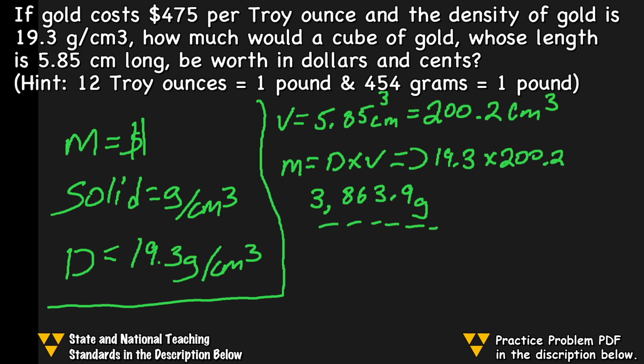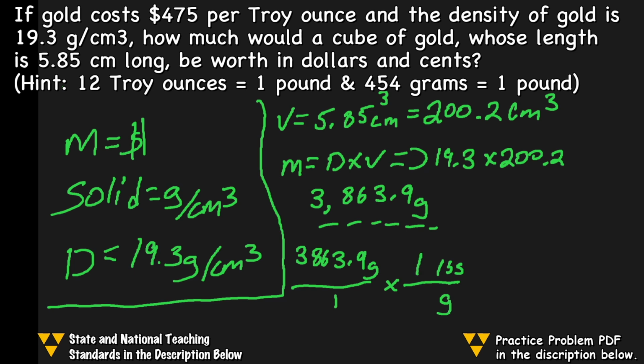So I'm going to take my known over 1. 3,863.9 grams over 1. And we want to cancel out grams first. So that means grams needs to be on bottom. And what our conversion units have is grams to pounds and pounds to troy ounces. So this only gives us one place to move. So we're going to have to do pounds.